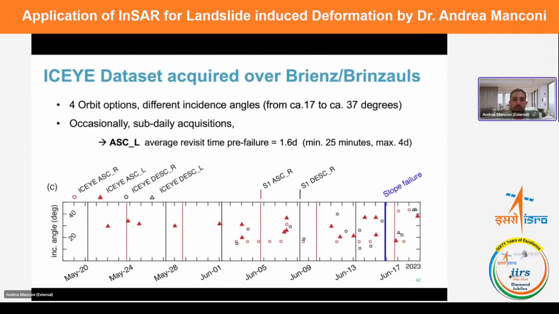How can we use this information, especially when we have a lot of images that are acquired in this time range? You see here the lines are representing the Sentinel data, which would be between 6 and 12 days. And here, all these triangles and points are showing the ISI dataset that has been acquired on demand in the period when we had a clear evolution that might reach a failure, and then it finally reached the failure on the 15th of June 23.